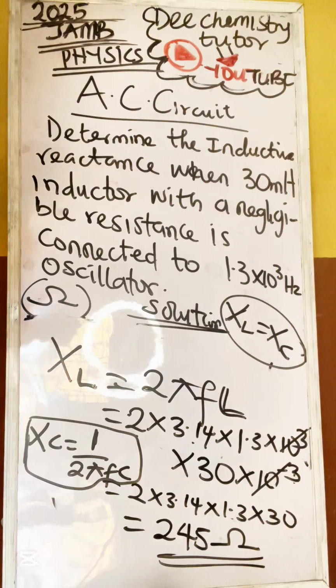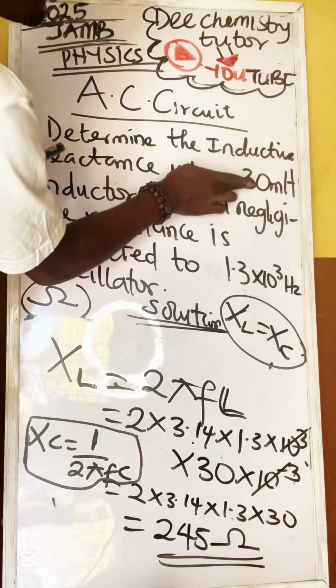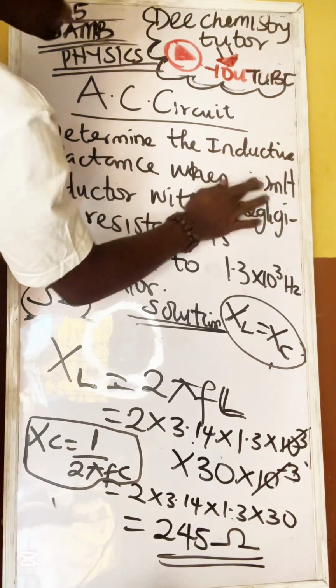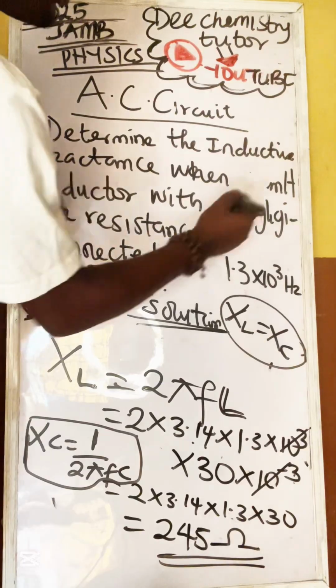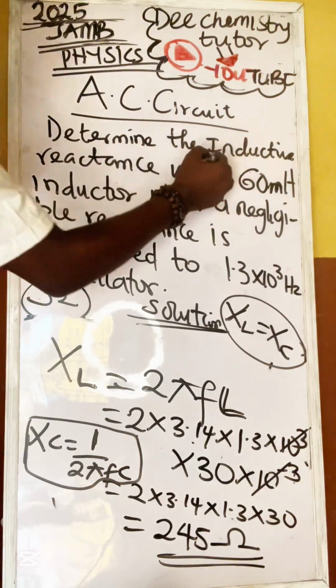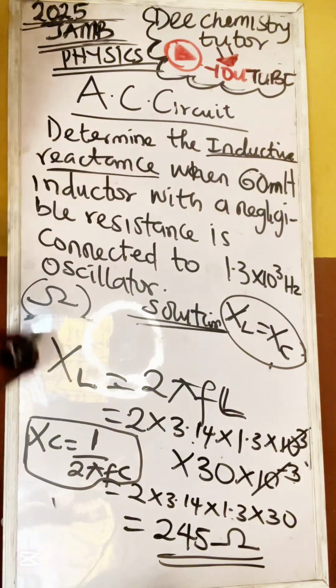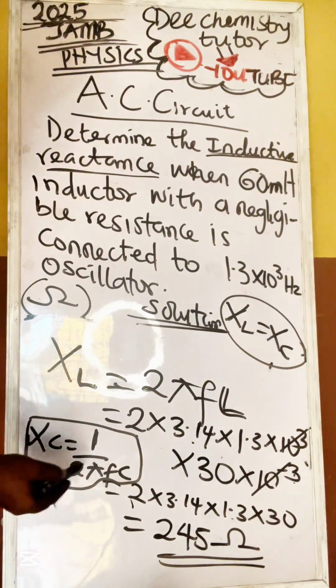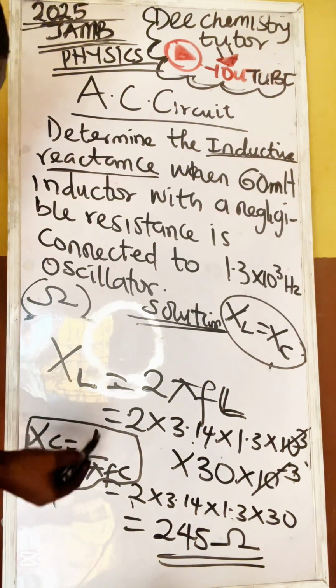Now let's assume the value of this is 60. Give me your answer in the comment section. What will be the inductive reactance? I already told you that everything will be ohm. In fact, this capacitive reactance is also ohm.